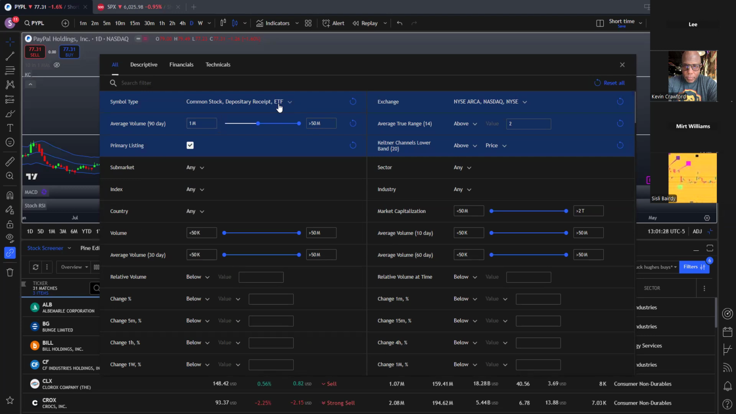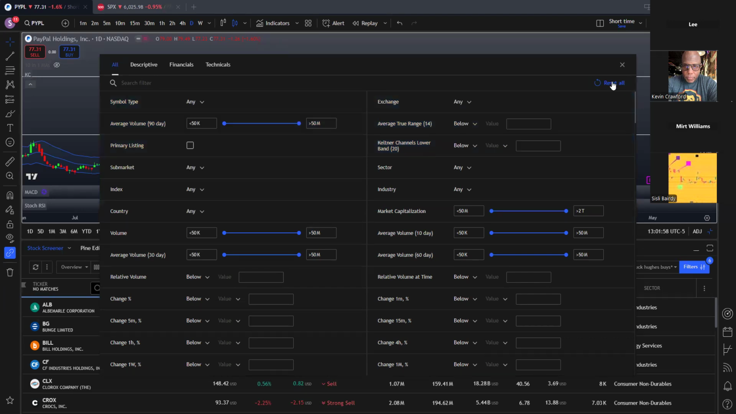Under symbol type, did you find the filters? I found the filters. I'm looking at symbol type, primary listing, submarket, index. I'm not seeing average volume. Right, those you'll actually type in. So these are filters. Let's do reset all. And you see how you have everything here, right? You have to build it.